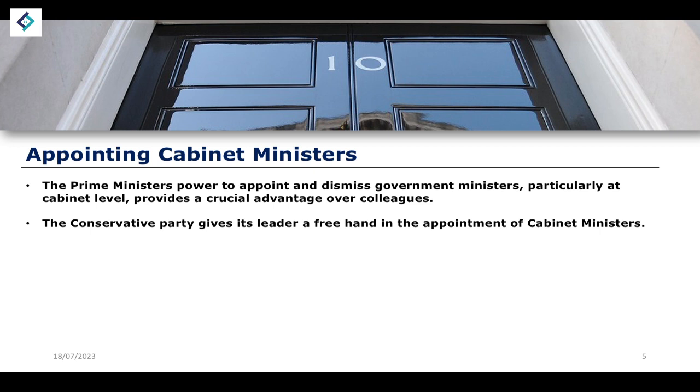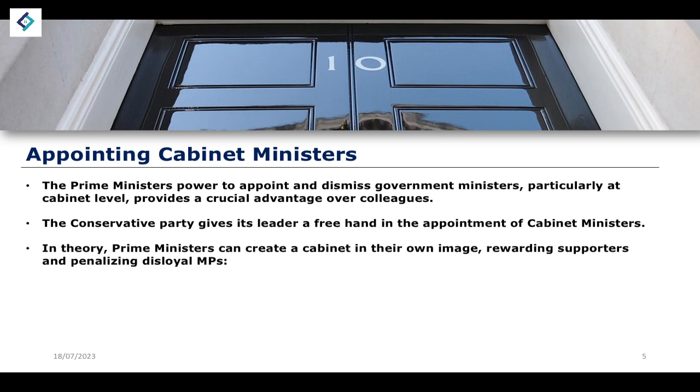The Conservative Party gives its leader a free hand in the appointment of cabinet ministers. In theory, prime ministers can create a cabinet in their own image. They can reward supporters, they can penalise people who are disloyal to them, and they can create something of an echo chamber whereby everybody in that cabinet agrees with them, and if you don't agree with them, you get kicked out. That is theoretically possible and something that can happen.